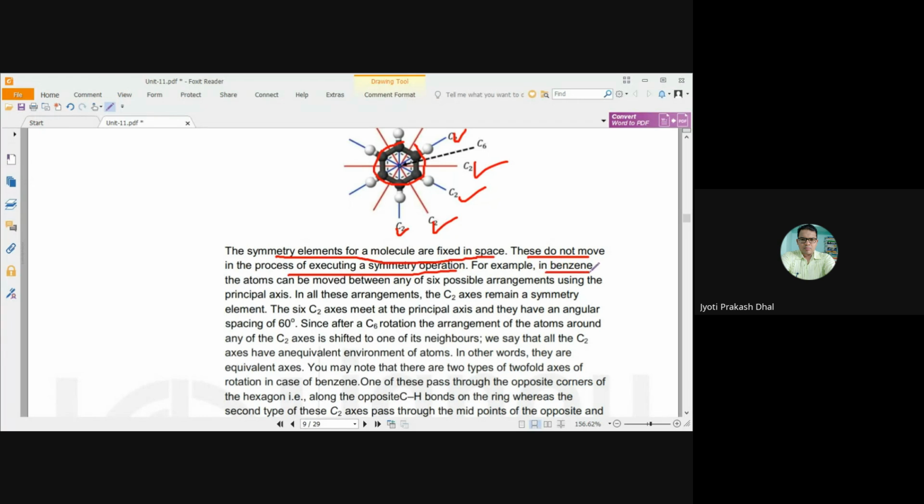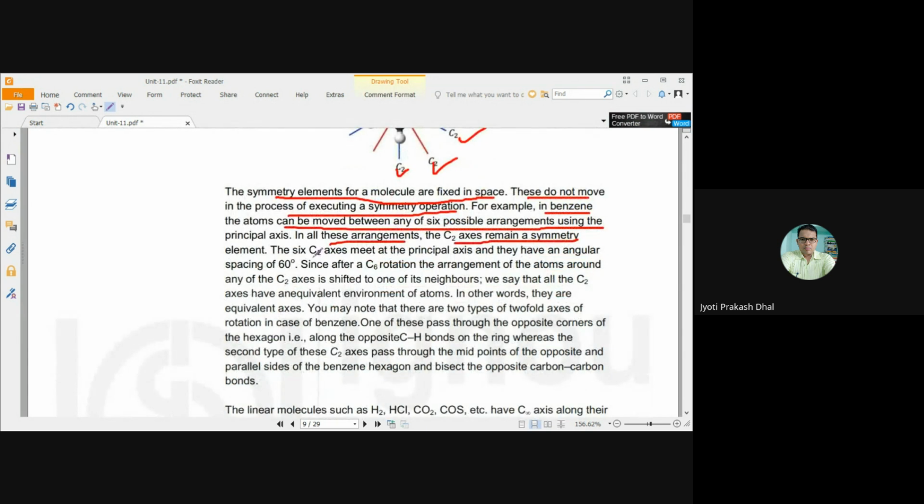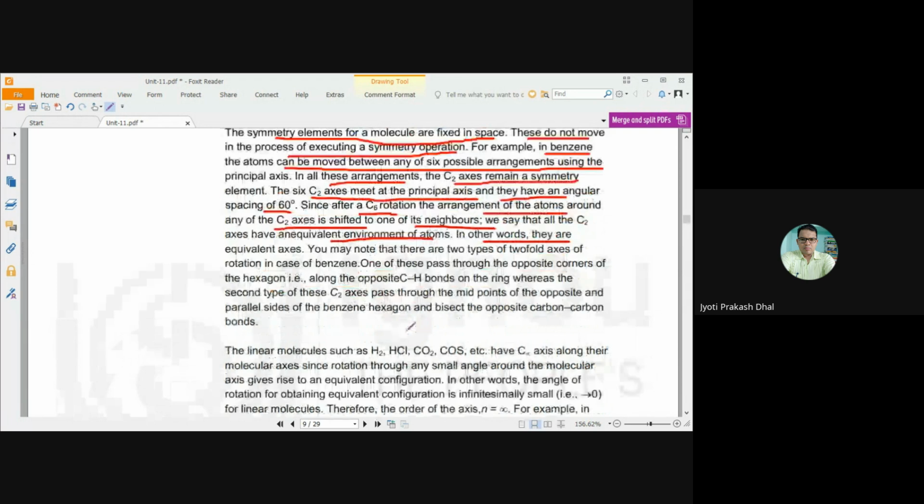For example, in benzene, the atoms can be moved between any of 6 possible arrangements using the principal axis. In all these arrangements, the C2 axis remains a symmetry element. So the six C2 axes meet the principal axis and have an angular spacing of 60 degrees. Since after a C6 rotation, the arrangement of the atoms around the C2 axis is shifted to one of its neighboring positions, we say that all the C2 axes have an equivalent environment of atoms. In other words, they are equivalent axes.